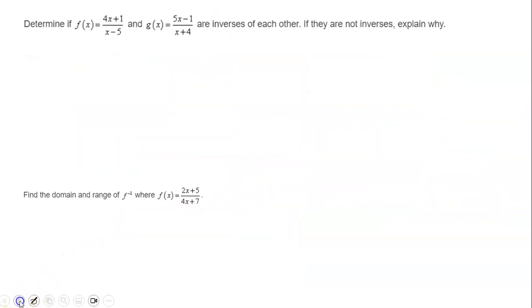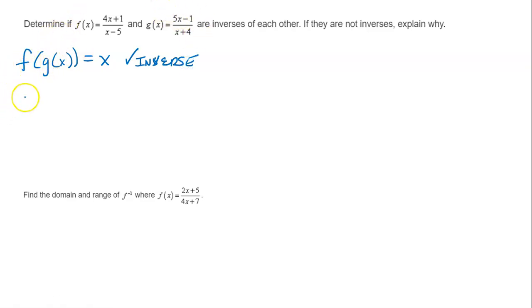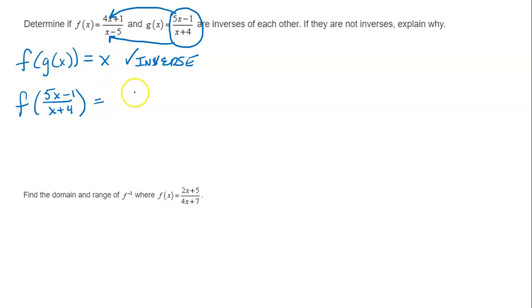Okay, let's see. Determine if that and that are inverses of each other. If they're not inverses, explain why. So the way we know this is an inverse is if f of g of x is equal to x, then it's an inverse. Okay, so that's f of 5x minus 1 over x plus 4. That means this entire thing is going to go not only here, but also there. It's pretty ugly.